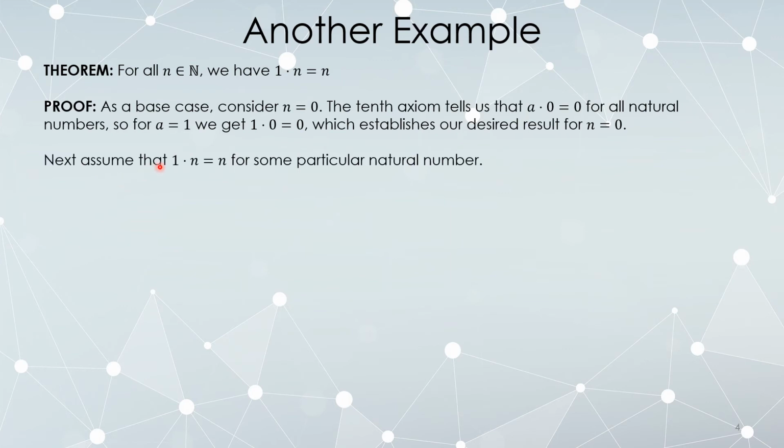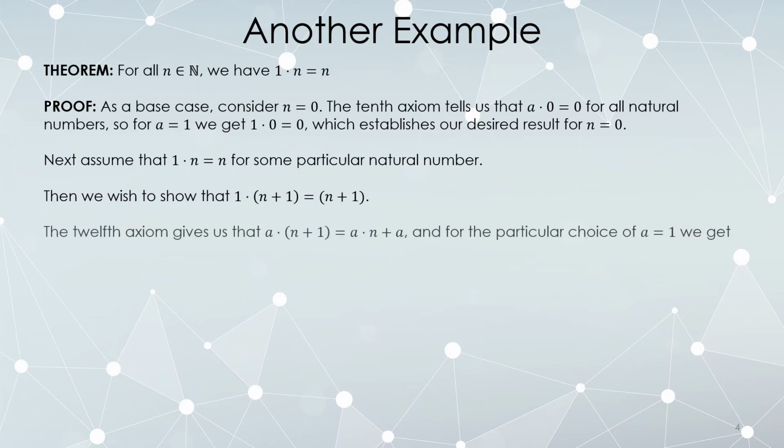Now we get to assume our inductive hypothesis. 1 times n is n for some natural number, although we do not specify which one. What we want to show is that the claim holds true for the next natural number. If I assume 1 times n is n, can I also show that 1 times n plus 1 is n plus 1?